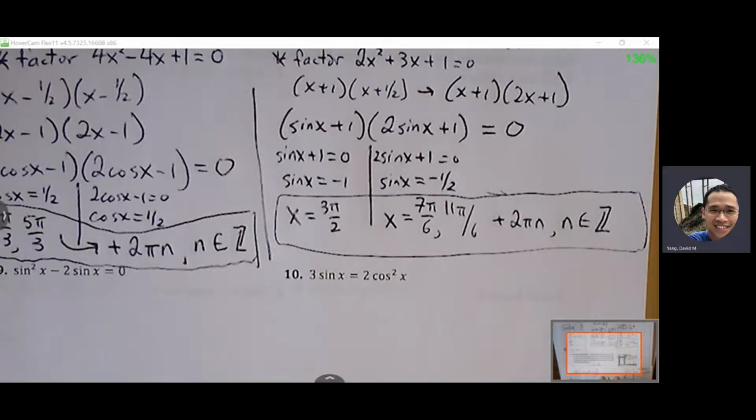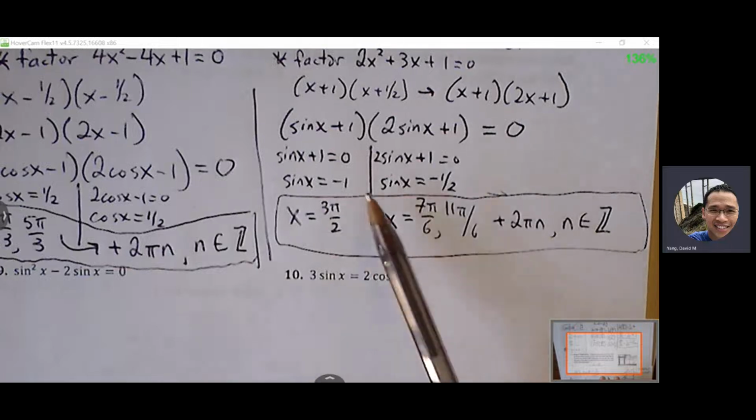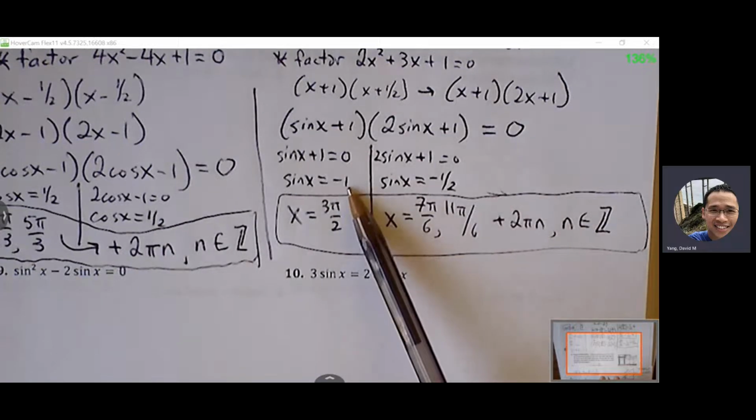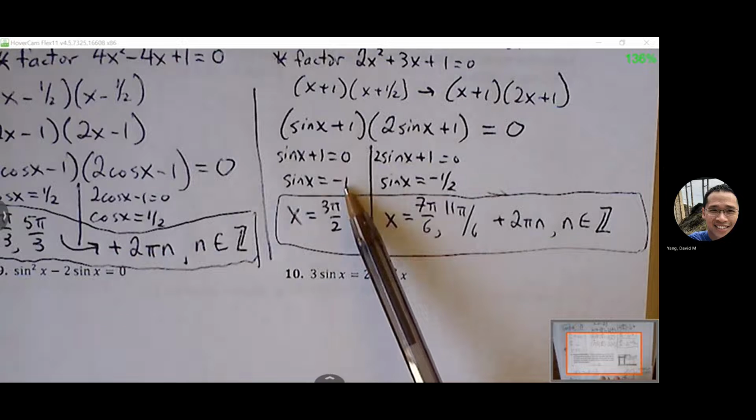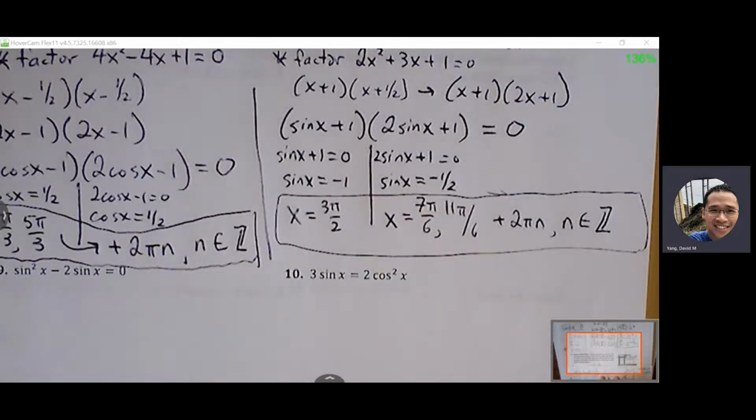Yes. Did you get 3 pi over 2? We ask ourselves, where is sine equal to -1? So pi over 2 would be +1. 3 pi over 2 would be -1. Okay. Right, the y value for sine for 3 pi over 2 is -1.